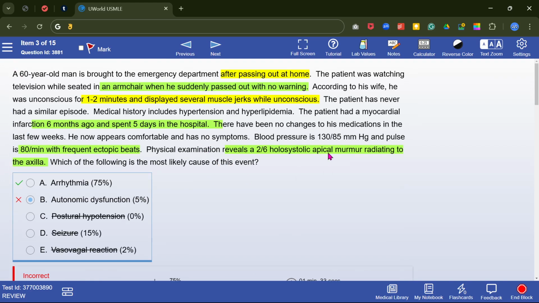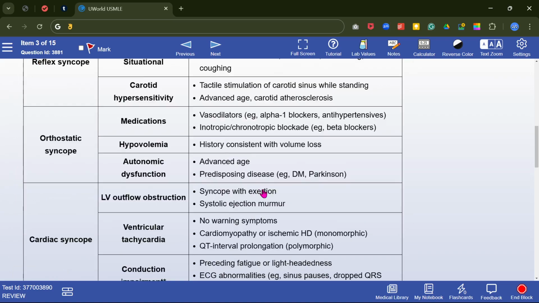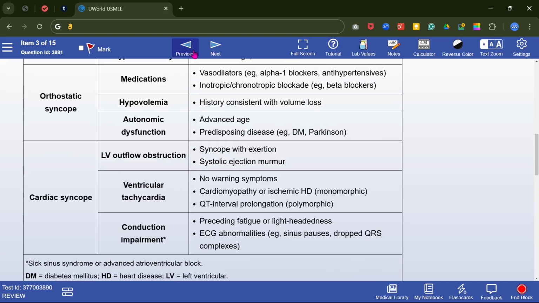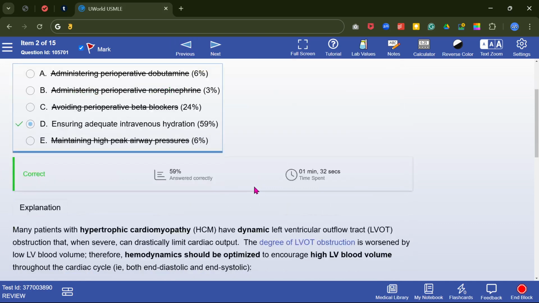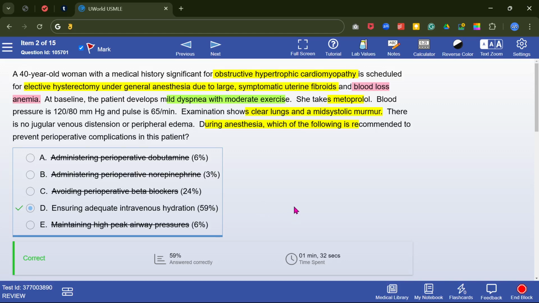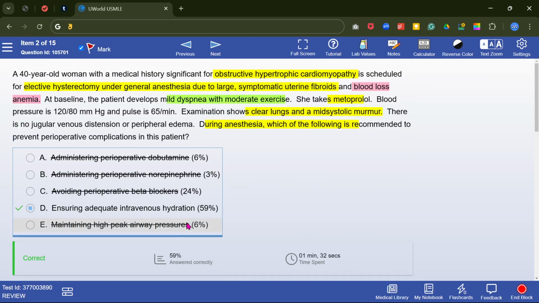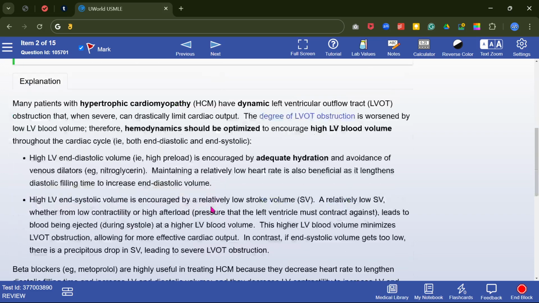Arrhythmia. This is cardiac syncope. Syncope can be reflex syncope, orthostatic syncope, or cardiac syncope. If it is an inferior MI with right coronary artery involvement, you need to give hydration, but this is hypertrophic cardiomyopathy. Hypertrophic cardiomyopathy has dynamic left ventricular outflow tract obstruction. What worsens the degree of outflow obstruction?